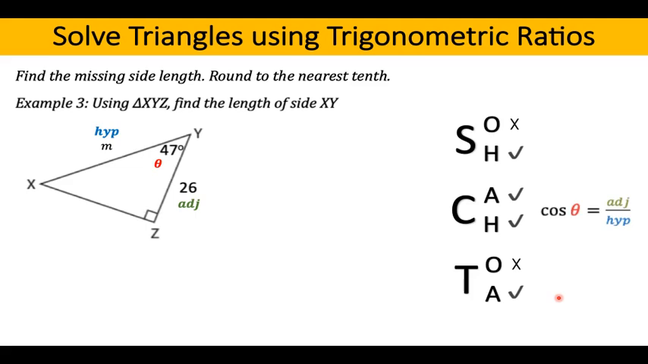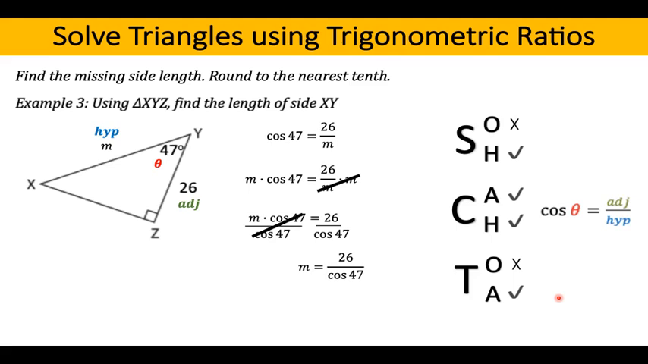So cosine of theta, we'll plug in our 47 degrees, equals adjacent, which is 26, over the hypotenuse. We'll now solve this equation. Multiply both sides by m. Notice that the variable is not by itself. We'll need to divide by cosine of 47 in order to get the variable by itself. So m is going to equal 26 divided by cosine of 47, and at that moment is when you can type it in the calculator. Make sure, though, your variable is by itself before typing in the calculator.